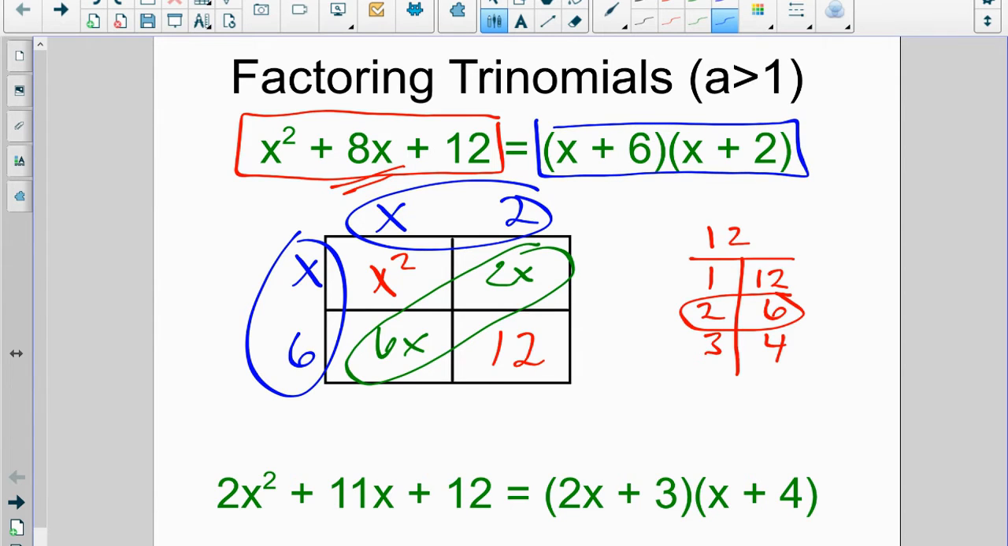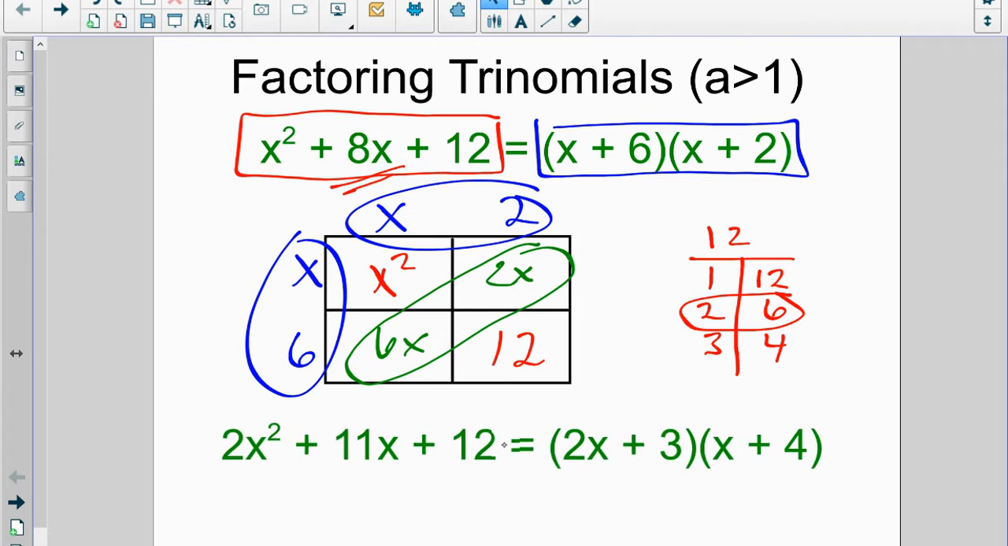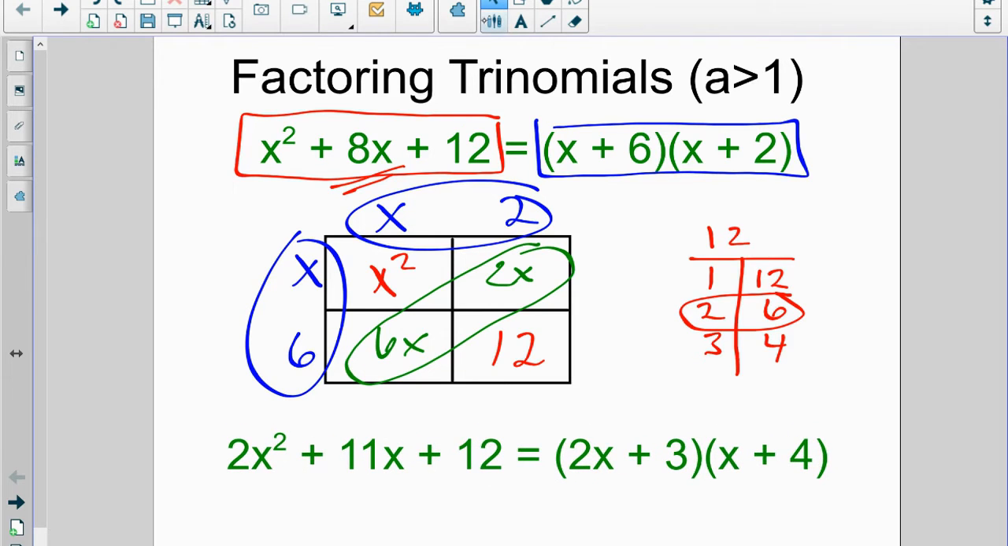Now we're going to do kind of the same thing, but we're going to take a look at when we have a number in front of the x squared term, which is why we call this factoring trinomials when that a is greater than 1. And you might notice that when we get our binomial factors, those leading terms in each binomial are going to multiply up to 2x squared. Okay, but it's somewhat of a puzzle. Everything else has to work too.